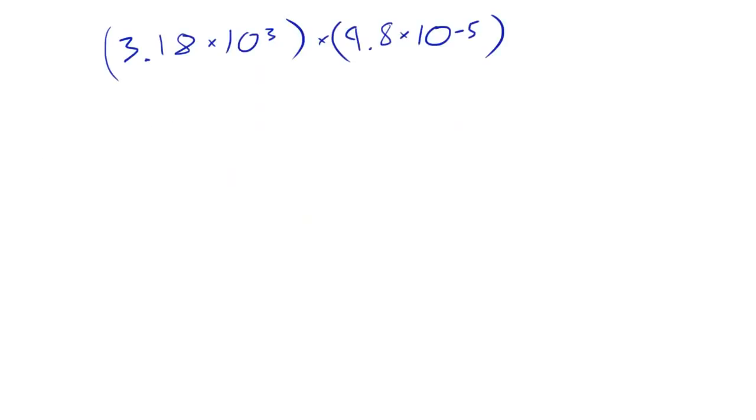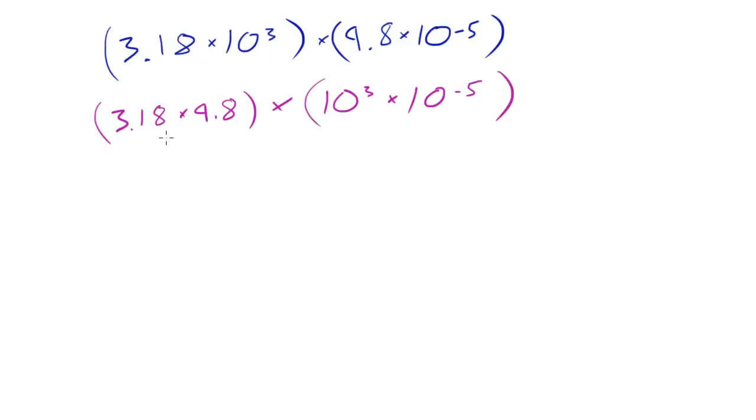One more example. In this last example, I have a positive exponent and we're going to multiply it by a scientific notation number with a negative exponent. So in order to do that, again, the same rules still apply. We're going to grab 3.18 and we're going to times it by 9.8, and we're going to take that number and times it by 10 to the third times 10 to the negative 5. So let's go ahead and figure out 3.18 times 9.8 first.